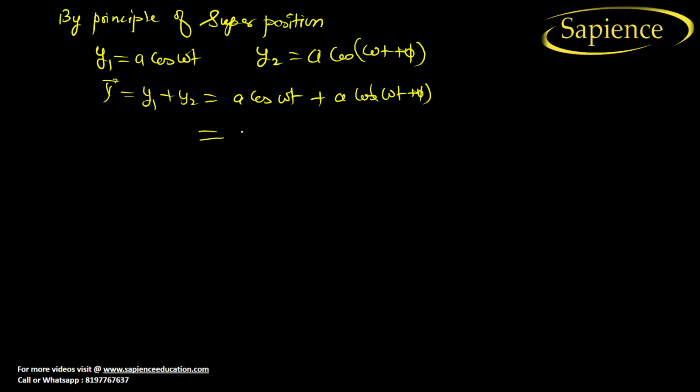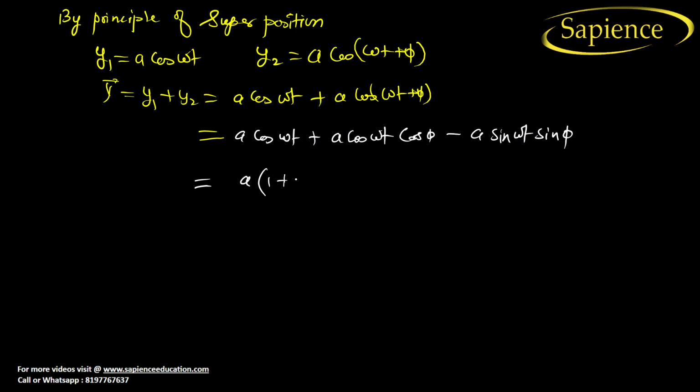Now we can break it. We can write a cos omega t plus a cos omega t cos phi minus a sin omega t sin phi. Now if we take a as common, we get a times (1 plus cos phi) cos omega t, minus a sin phi sin omega t.